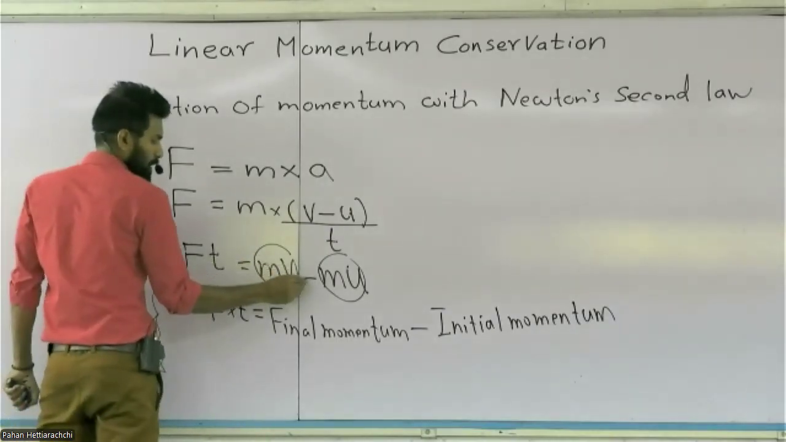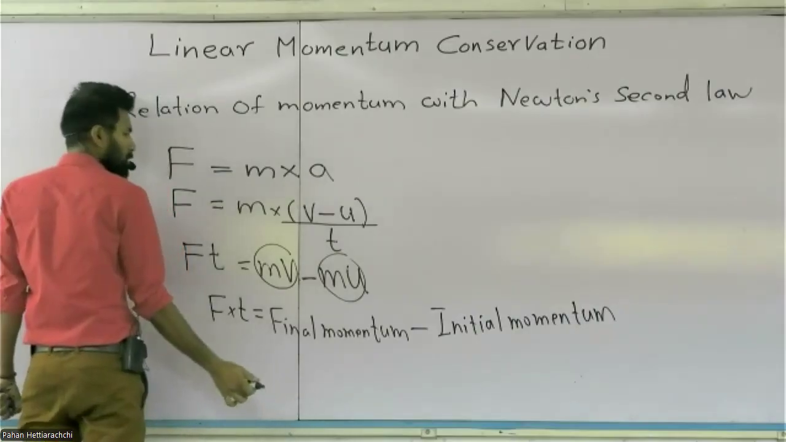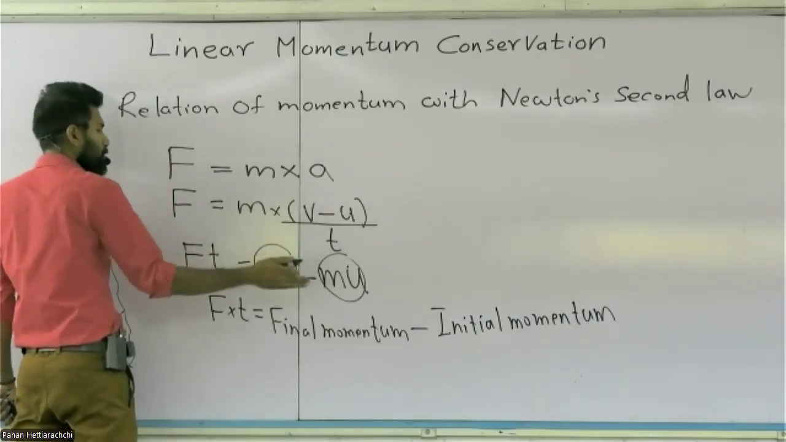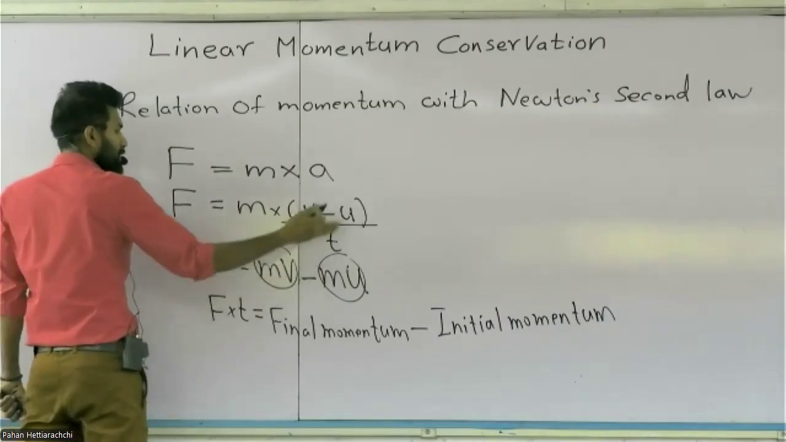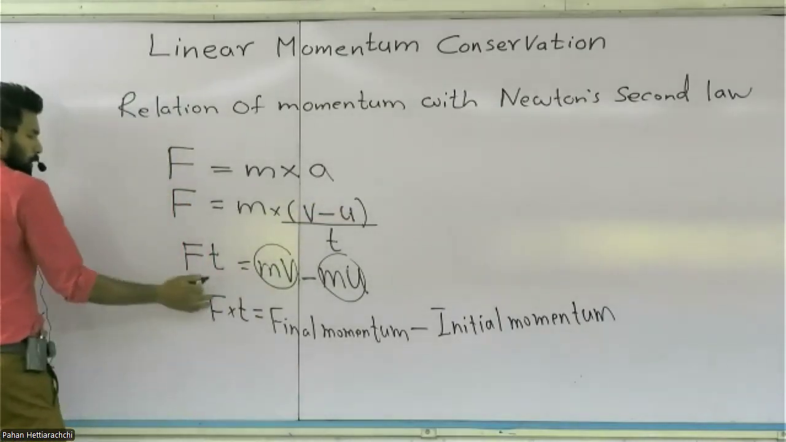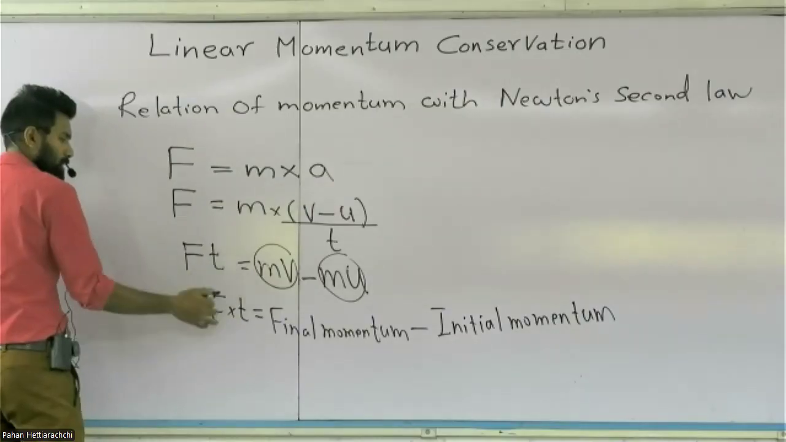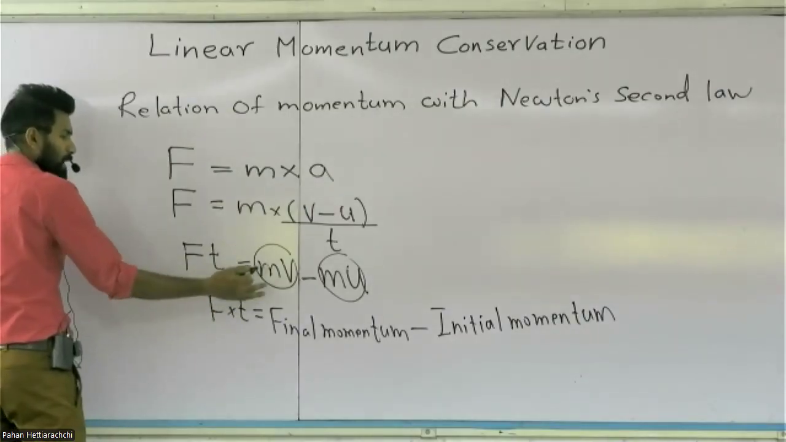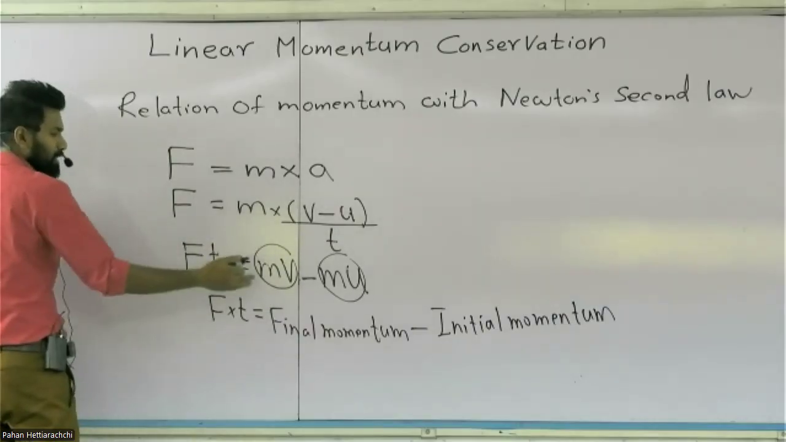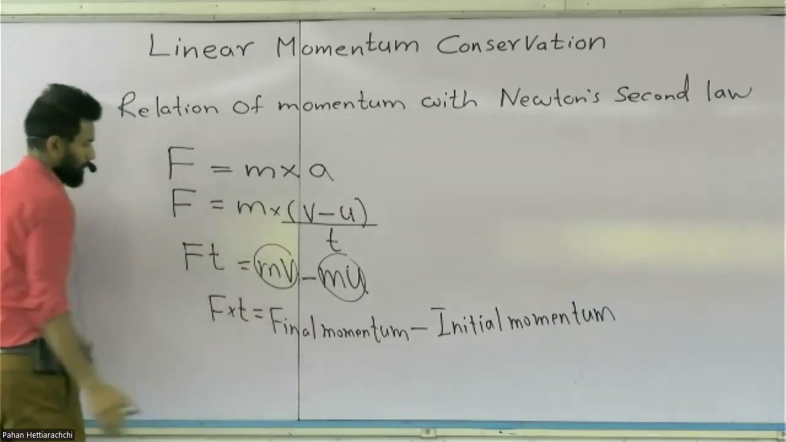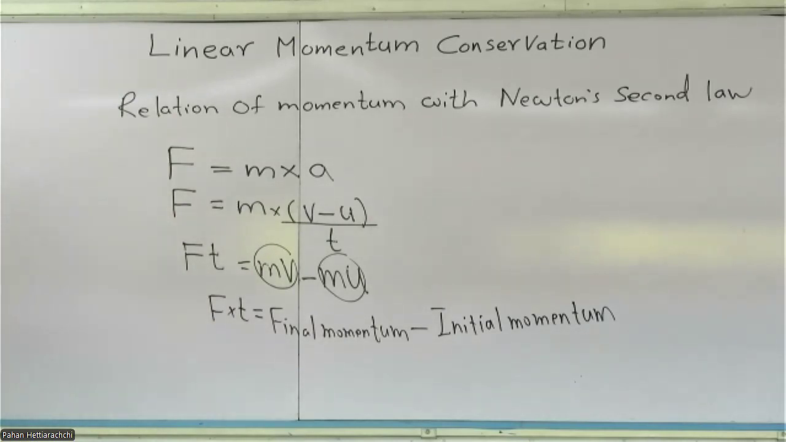And after subtraction, here you have the factor mu. What is m? Mass. What is u? Initial velocity. So what will it be? Mass into initial velocity. It will be the initial momentum. So Ft, force into time, is equal to the difference between the final and initial momentums. I need up to this.